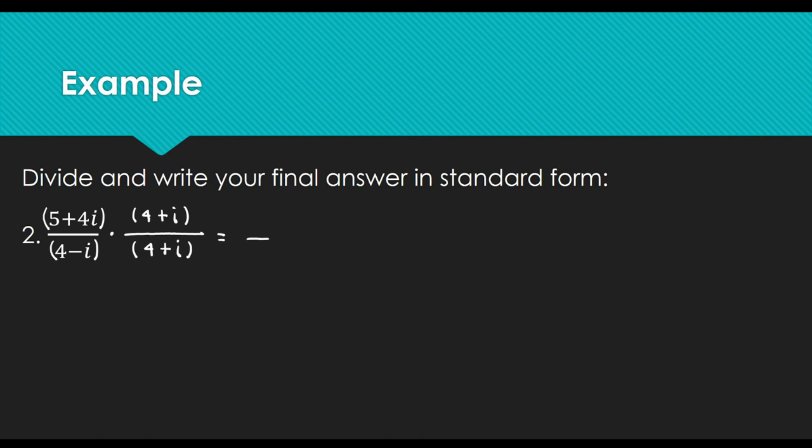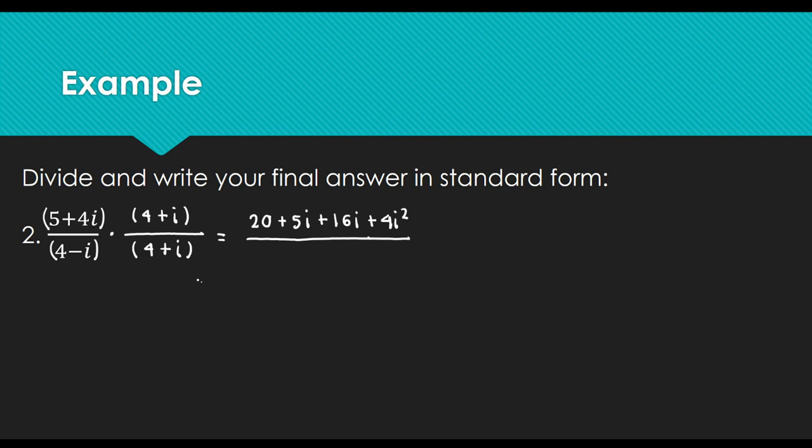All right, so we got a little bit more algebra this time because in the numerator now we have a binomial times a binomial. So once again, I'm going to distribute. 5 times 4 is going to give me 20. 5 times i is going to give me a positive 5i. Moving on to the 4i, that times 4 is going to give me 16i. And then 4i times i is going to give me a positive 4i squared.